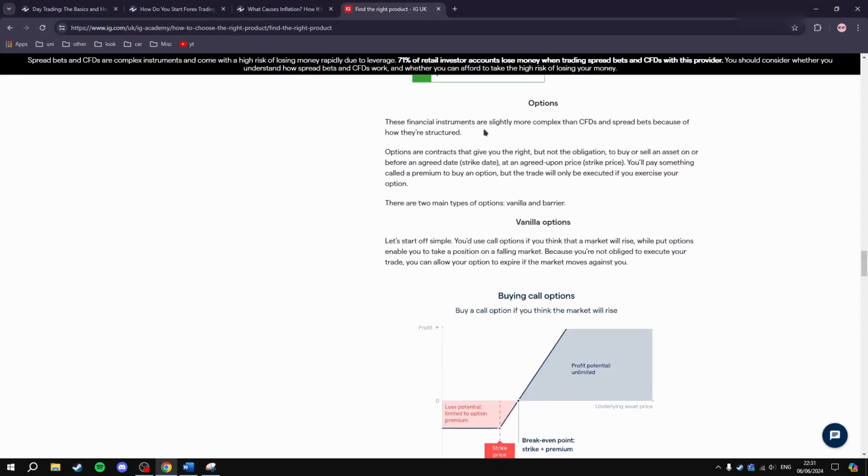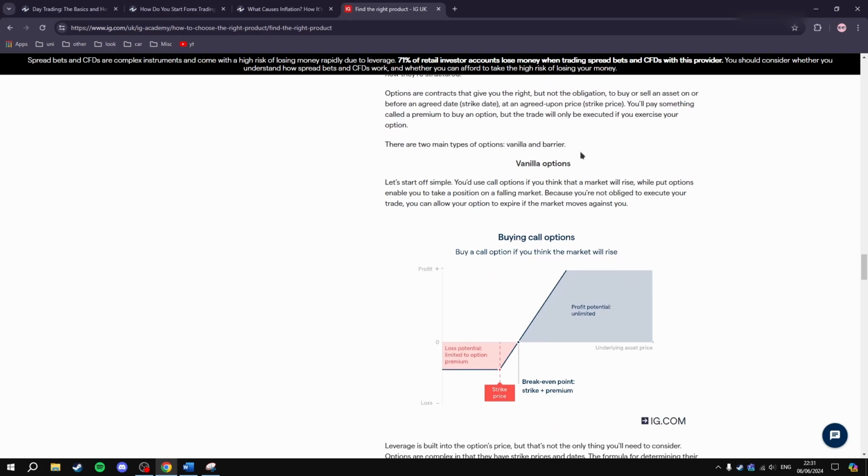These financial instruments are slightly more complex than CFDs and spread bets because of how they're structured. Options are contracts that give you the right, but not the obligation, to buy or sell an asset on or before an agreed date, the strike date, at an agreed upon price, the strike price.